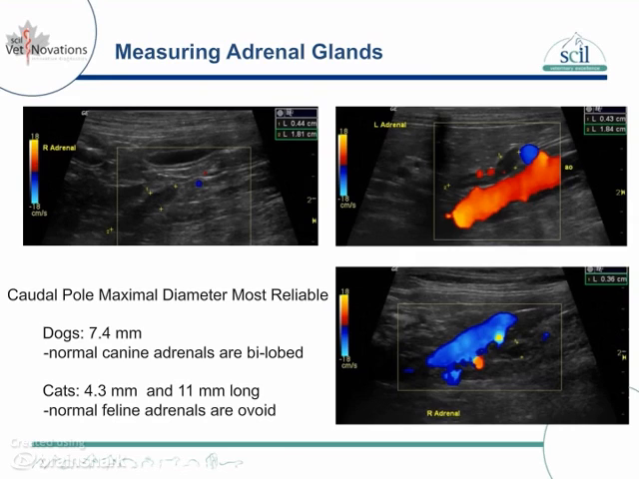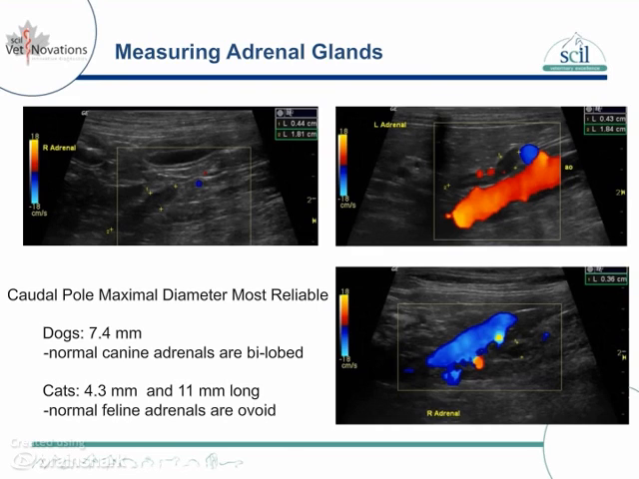A caudal pole diameter of 7.4 millimeters has been reported as the upper normal limit, beyond which the majority of these enlarged adrenal glands will have associated pathology. The normal length of adrenal glands can vary between 10 and 50 millimeters. Due to the uniformity of patient size, cats have a much tighter normal range with a caudal pole diameter of 4.3 millimeters and an overall length of 11 millimeters. Beyond these measurements, most cats will have adrenomegaly.